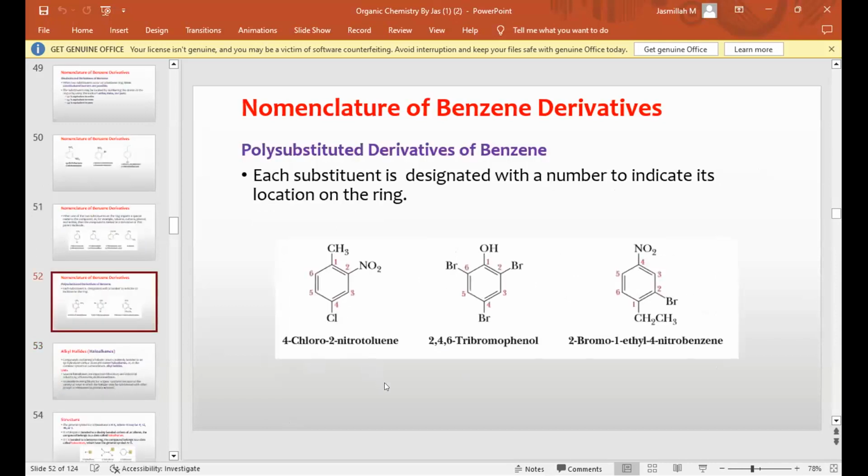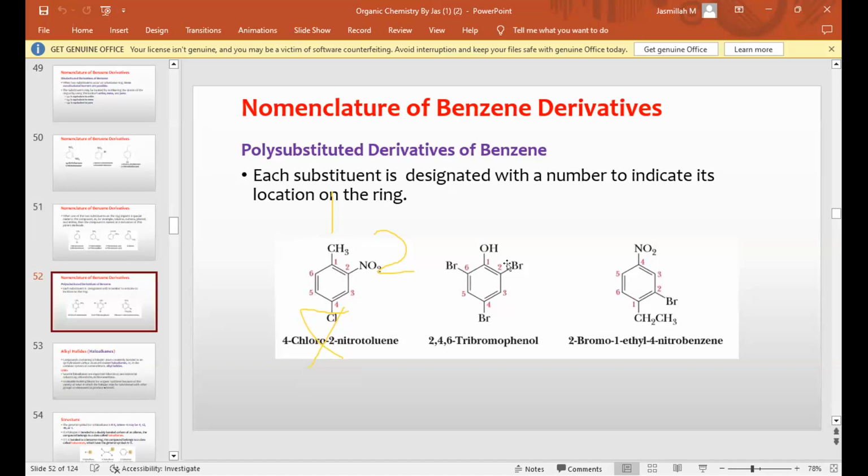For polysubstituted derivatives, these contain more than 2 substituents. So for example here, we see there are 3 substituents. The parent molecule is toluene. So our counting starts from where the CH3 is, 1, 2, 3, 4. Where chloro is, we start with 4-chloro, 2-nitro, toluene, and toluene because we are naming it according to this parent molecule.